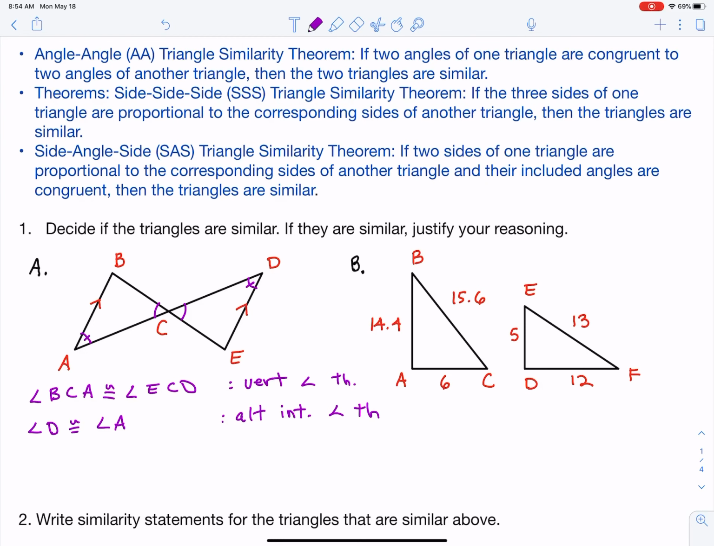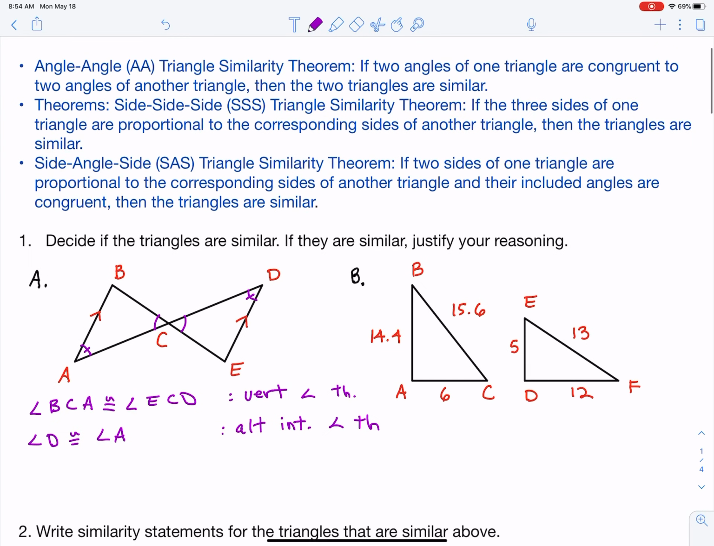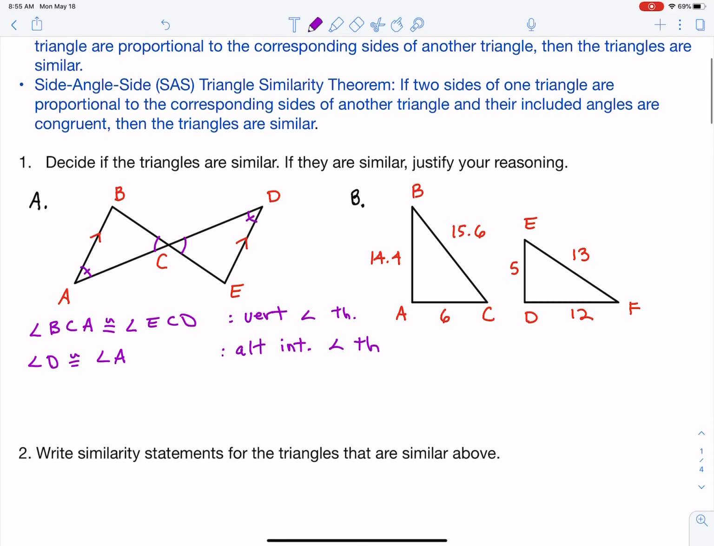So I think you'd agree we're ready to go. Those two triangles are similar. How do we know they are similar? Because of the angle-angle theorem. So I'm going to take this one with number 2, because number 2 says write a similarity statement for the triangles that are similar above. So I know these two triangles are similar, so I'm going to write a similarity statement. The similarity statement just says that we're taking the congruent angles and matching them up. Okay, so we're showing how everything matches up here.